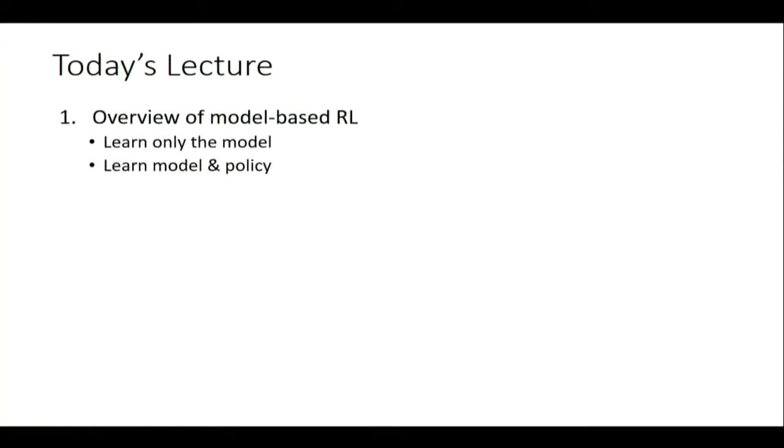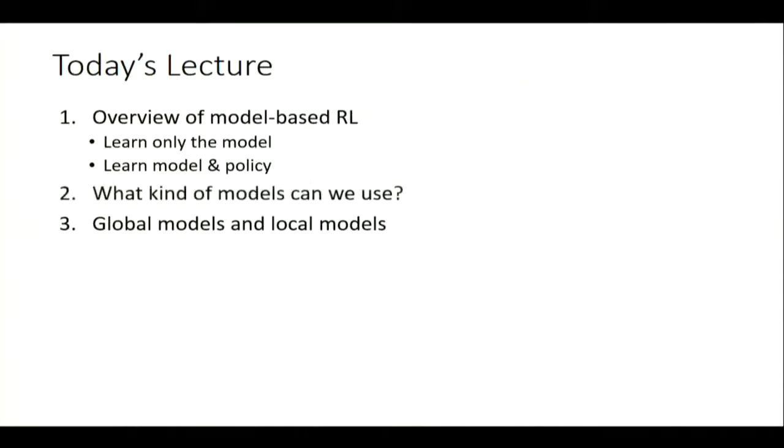And I'm going to talk about some of the strengths and weaknesses of these two approaches. I'm going to discuss the distinction between what's called global models and local models. Global models are a model of physics for the entire environment, whereas a local model is just a model in the vicinity of the states that you're currently visiting. And I'm going to talk about why you might want to do one or the other.